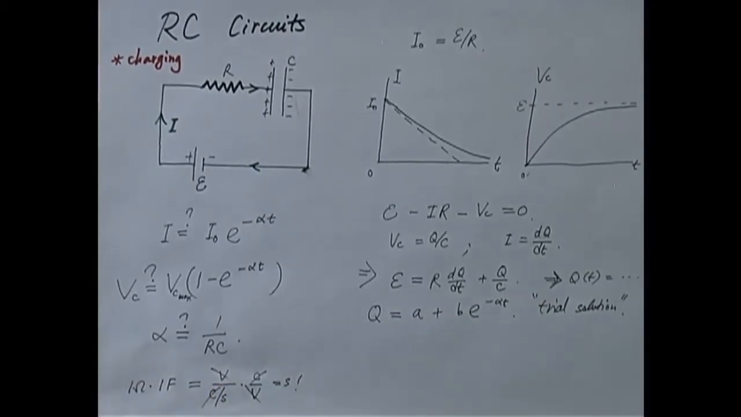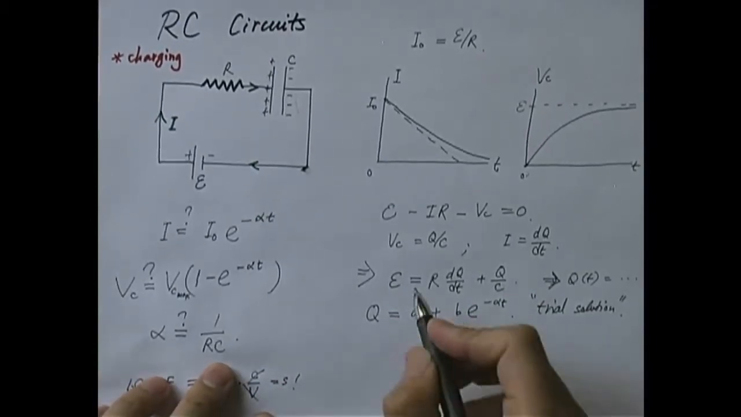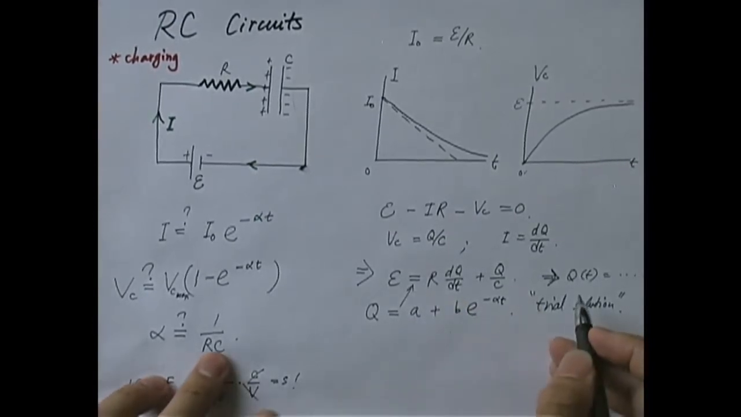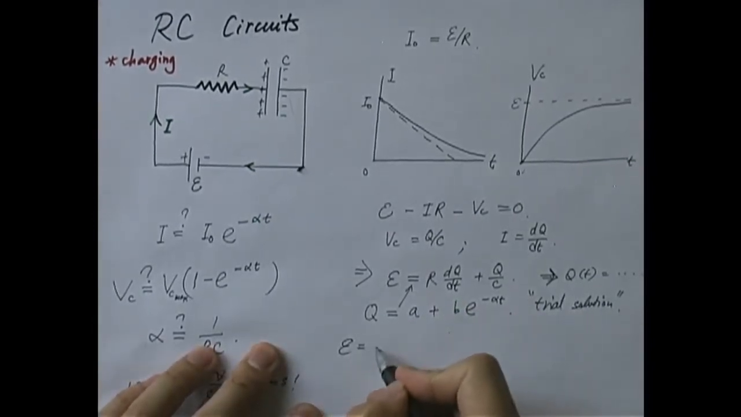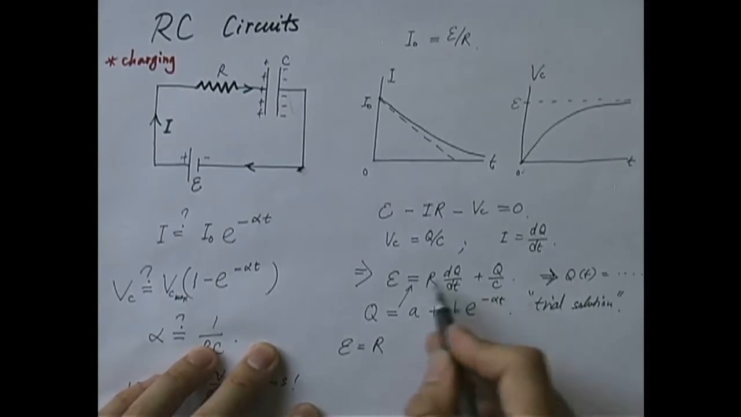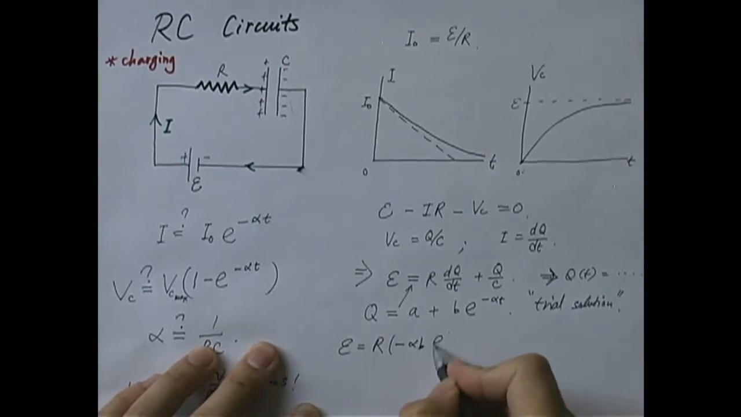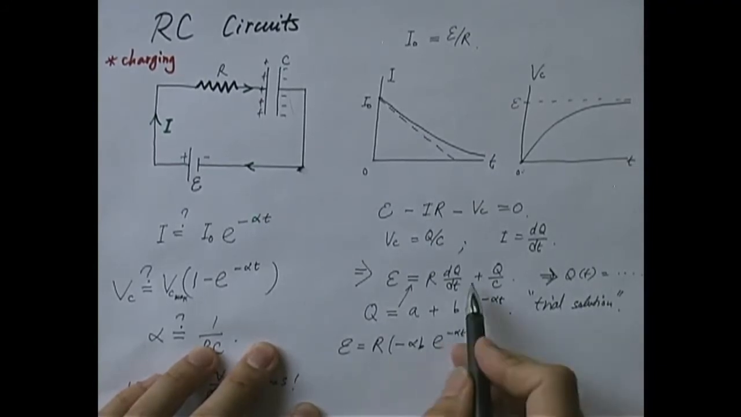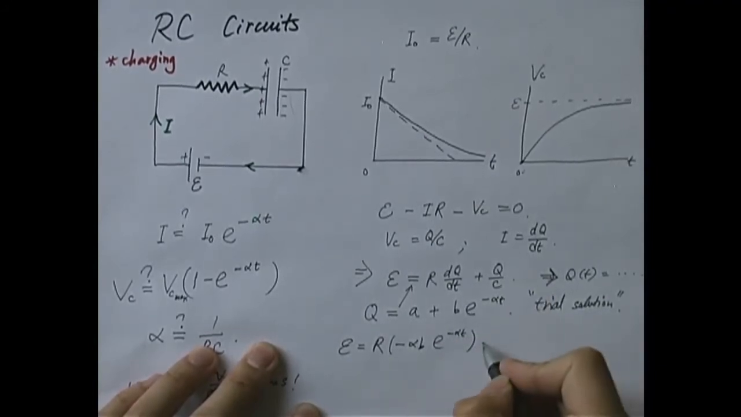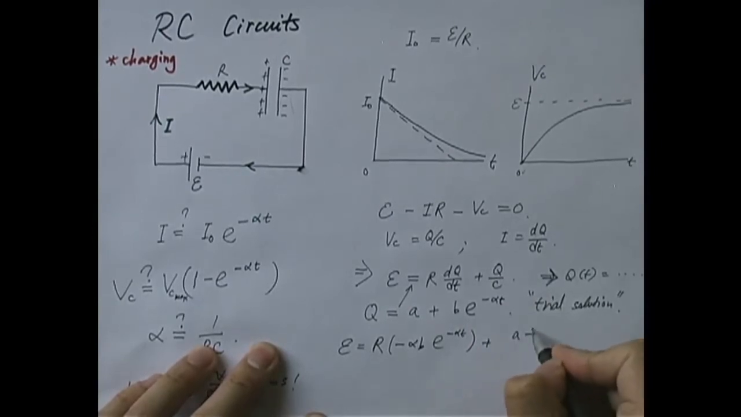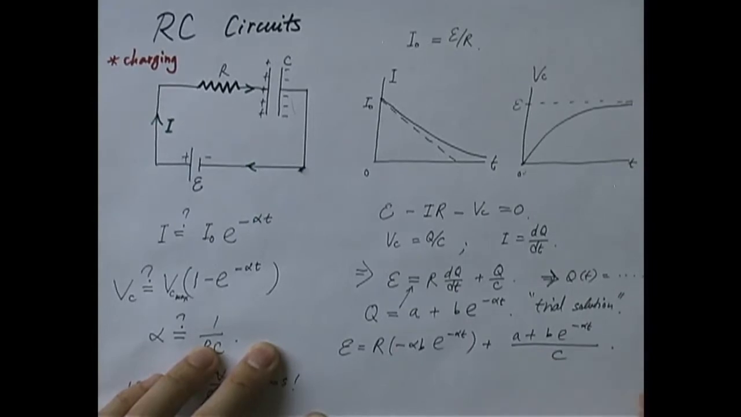Now let us plug this in here. I have epsilon equals R dq dt. Look at dq dt here. When you take a derivative, this term is gone. What about that term? Negative alpha b e to the negative alpha t. The next term is a plus b e to the negative alpha t divided by c. Just a matter of plugging things in.